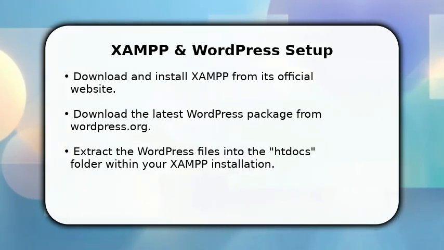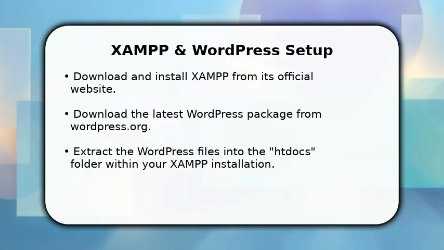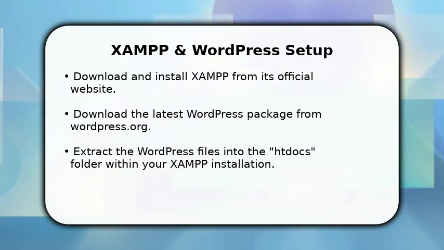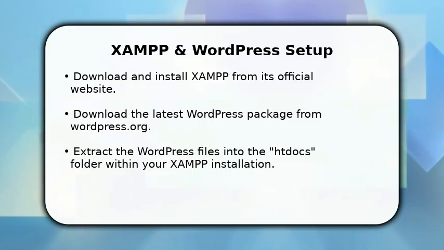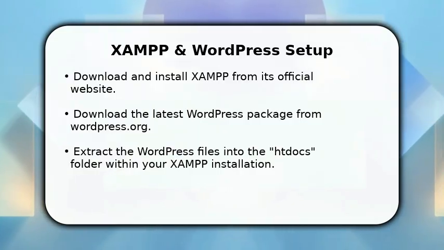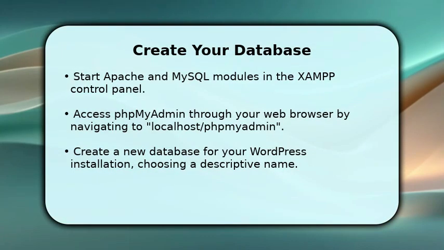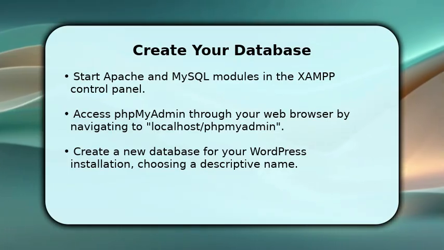Next, download the latest WordPress package from the official WordPress website. Once downloaded, extract all the WordPress files into the htdocs directory inside your XAMPP installation folder. This directory is typically found at c/XAMPP/htdocs on Windows systems. Now let's create the database for your WordPress site.